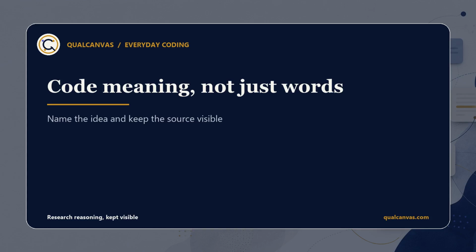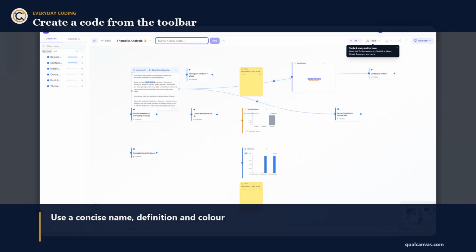A useful code captures what a passage means in relation to the research question. It should be specific enough to guide future decisions and broad enough to recognize again. Open code to create a code deliberately.